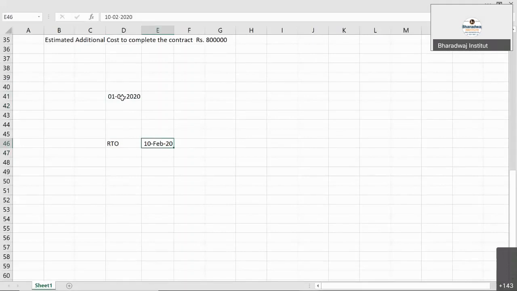You took the delivery of the vehicle, but if the vehicle is lost, the seller is liable. Seller is liable till the RTO registration is done. So here, revenue can be recognized only when the ownership is transferred. Till 10th February, if the vehicle is lost or stolen, then it's the risk of the dealer.